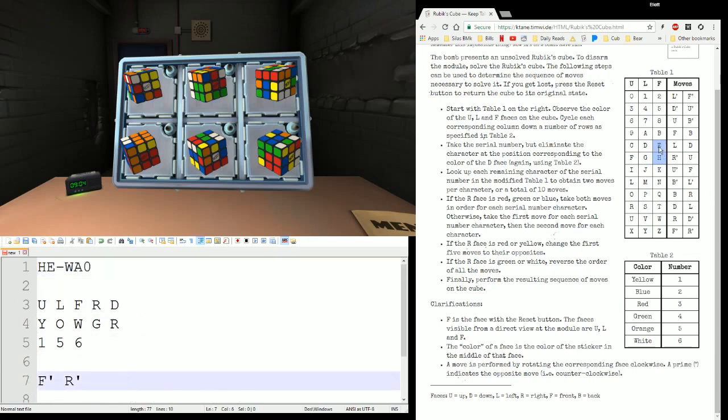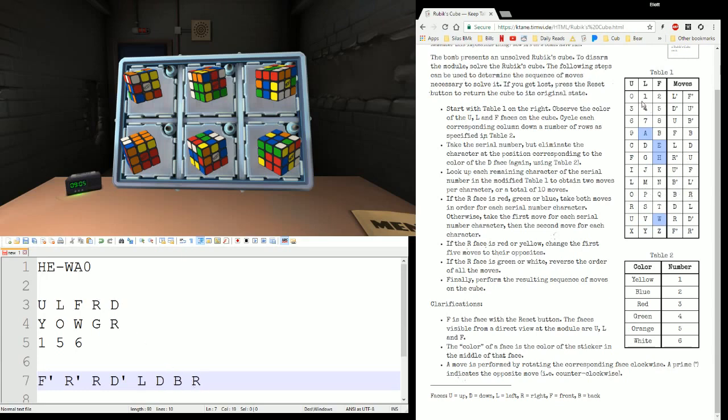E is here. 1, 2, 3, 4, 5, 6. RD prime. Sorry, RD prime. W is here. Again, F column goes 6. So 1, 2, 3, 4, 5, 6. That's LD. A is here. L column goes down 5. 1, 2, 3, 4, 5. That's BR.